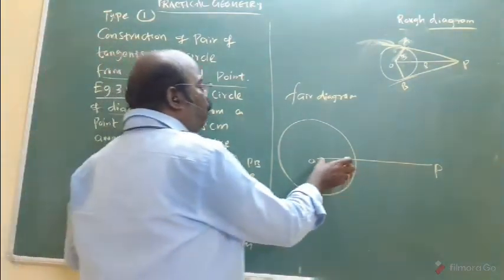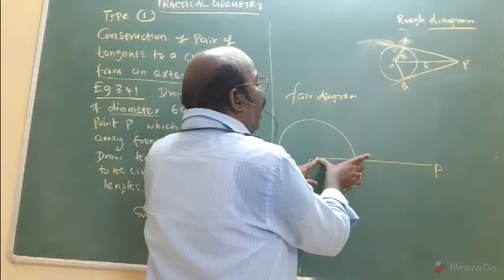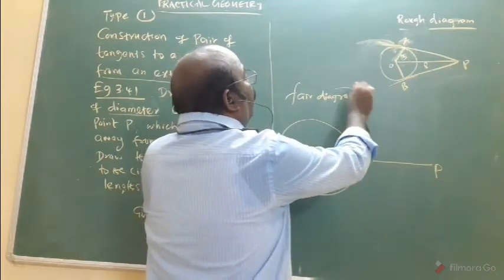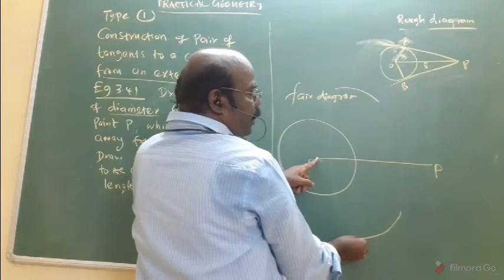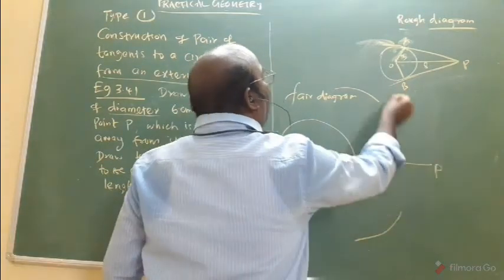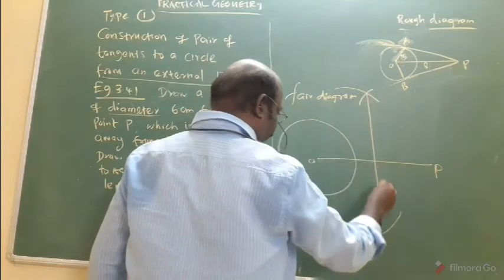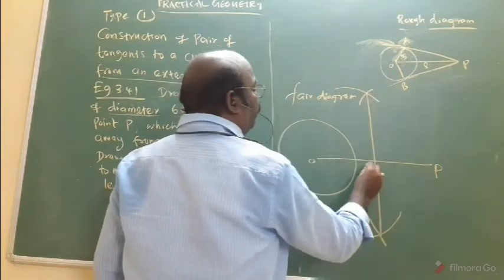Next, I told you, from O, take more than half of the length of OP and cut arcs above and below. The same measurement from P, up here and here. Now join both arcs. Am I right? It will be M.